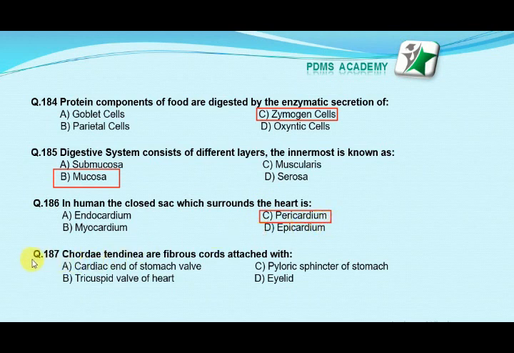Our next MCQ is: chordae tendineae, or the fibrous cords, are attached with option A, cardiac end of stomach valve. Option B, tricuspid valve of heart. Option C, pyloric sphincter of stomach. Option D, eyelids. Our correct answer is B, tricuspid valve of heart.